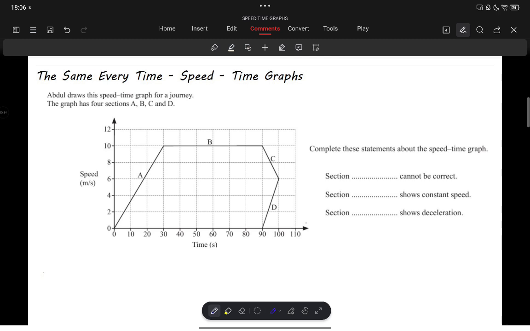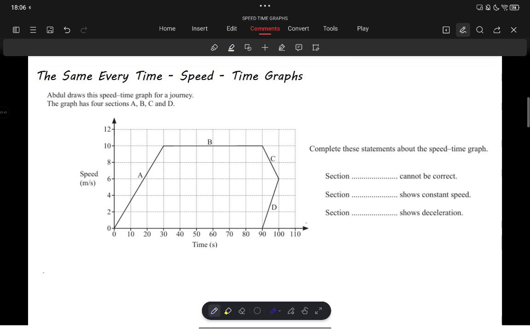So, what have we got here? An actual exam question. Abdul draws this speed time graph for a journey. The graph has 4 sections, A, B, C, and D. Speed meters per second on the vertical axis, time in seconds on the horizontal axis. It's always worth checking right at the beginning that the units for the time are matching up. Seconds matches with seconds, which is exactly as it should be.